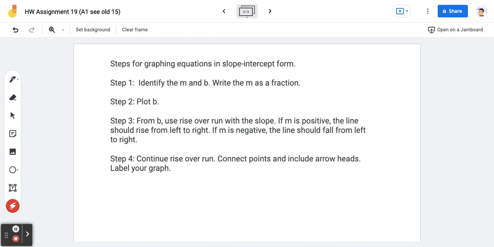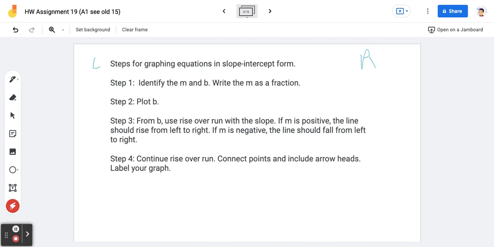If the slope is positive, the line should rise from left to right. If the slope is negative, the line should fall from left to right. Okay, so rise from left to right, meaning that from our left to our right, our line is going to go upward, so that's rising from left to right. Falling from left to right is going downward from left to right. Okay, we read graphs the same way we read words, books, anything, from left to right.